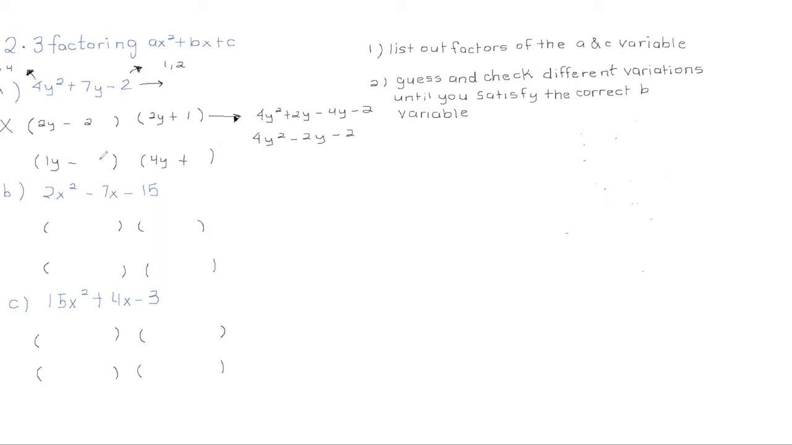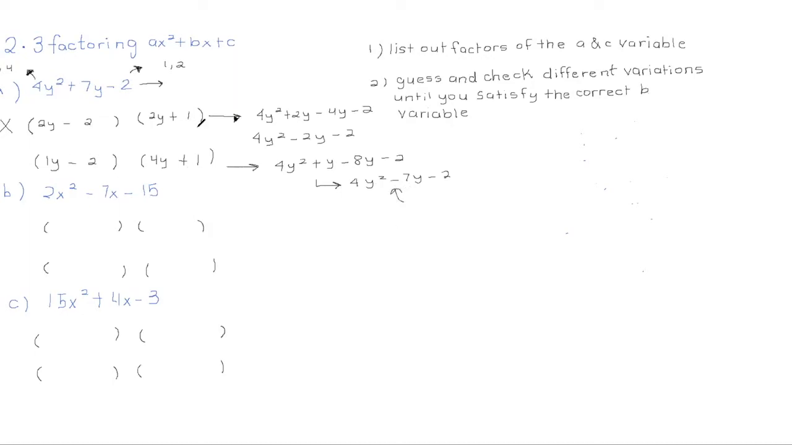Looking at this equation, if we guess and check and plug in 2 here and 1 here, and we unfoil this, we would receive 4y squared plus y minus 8y minus 2. And if we were to condense this, we would get 4y squared minus 7y minus 2. Now we have the correct numbers. However, this sign is incorrect.